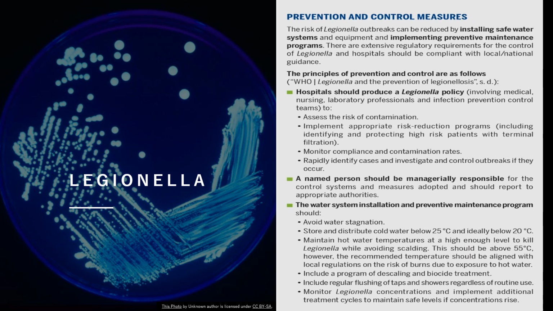A named person should be the manager responsible for Legionella outbreak management. Water system installation and preventive maintenance programs should avoid water stagnation. Store and distribute cold water below 25 degrees Celsius. Maintain hot water temperature at a high enough level to kill Legionella. Include a program for descaling and biocide treatment. Include regular flushing of the taps. Monitor biocide concentrations and treatment.